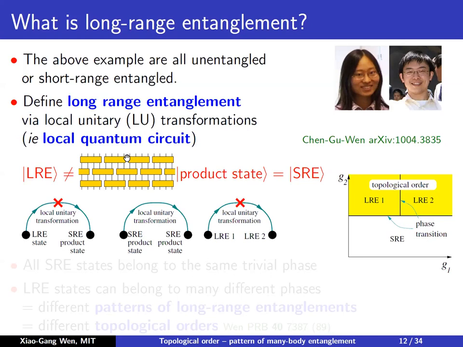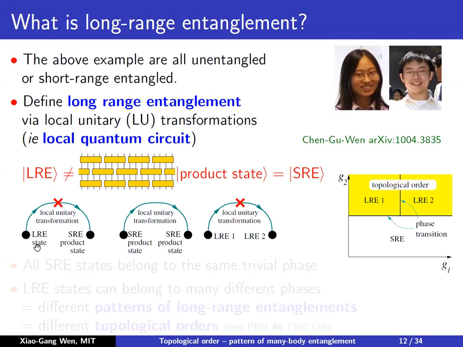So therefore, long-range entangled states are states which are not in the same class as the product states under this equivalence relation defined by local unitary transformation. That is the concept of long-range entanglement. And short-range entangled states are always connected to product states by local unitary transformation, so they always belong to the same phase. However, there exist long-range entangled states, which are not connected to product states via local unitary transformation.